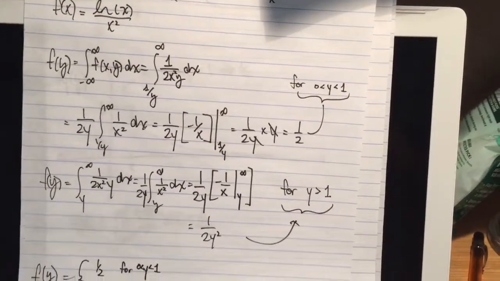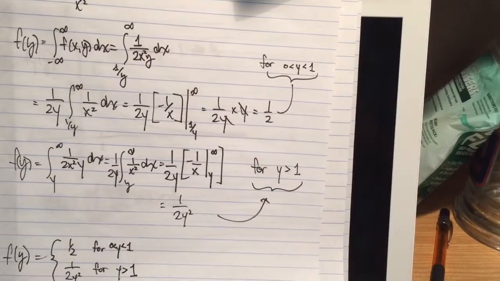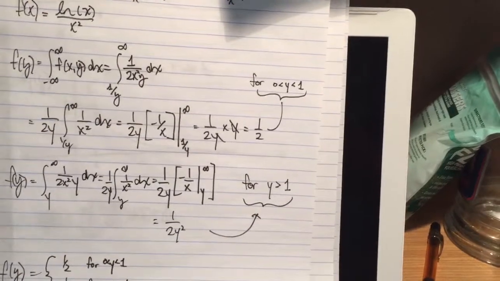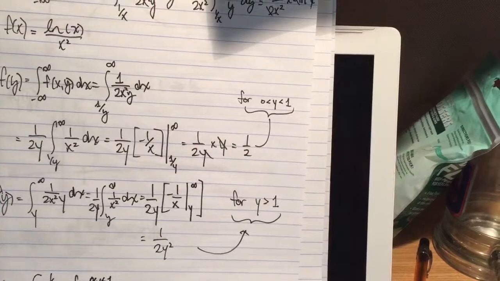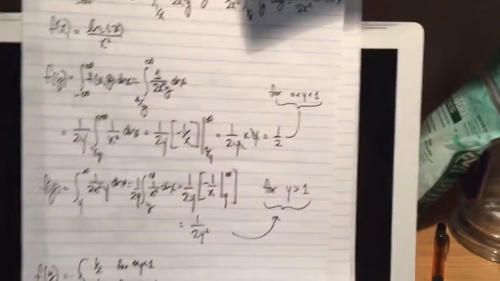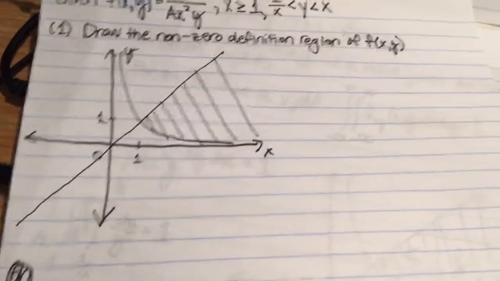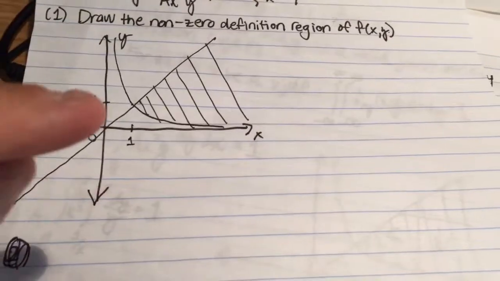Same thing for f(y). We take it with respect to x. So f(y) equals the integral from negative infinity to infinity of f(x,y) dx, which equals the integral from 1/y to infinity of 1/(2x²y) dx. Let me comment a little bit about the bounds. As you can see here, a little side note, this is for y between 0 and 1. And the reason is because going back to the graph, it's not exactly the same. The marginal density function values are not the same after it's greater than 1, like over here.